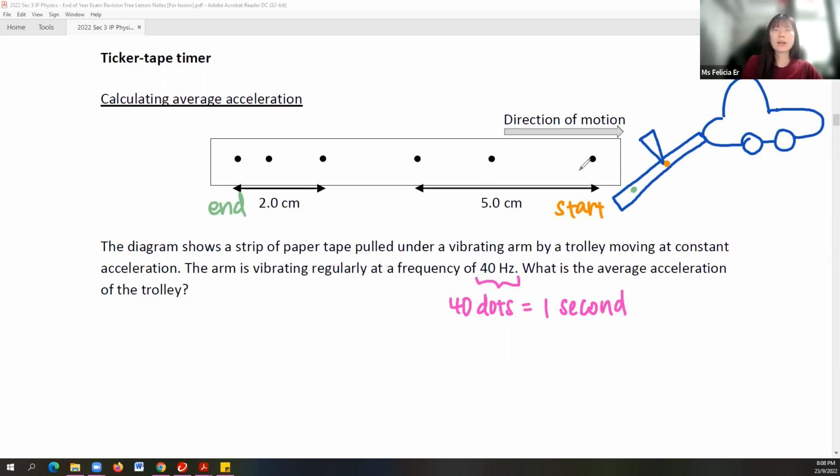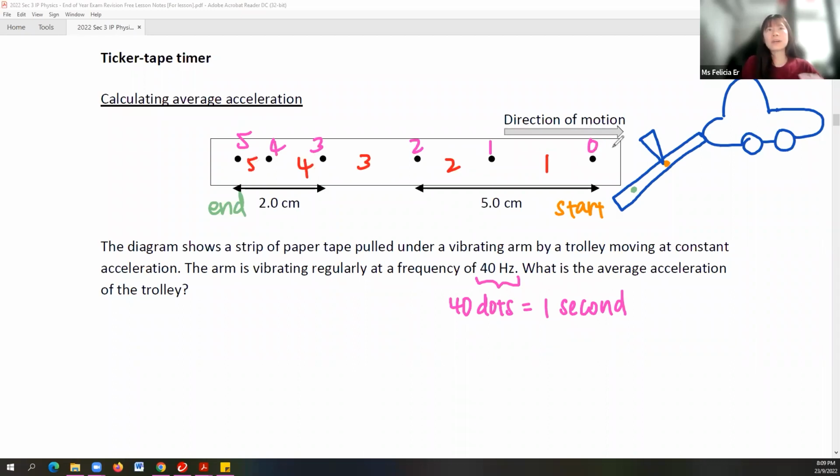Okay, so now, how do you count how many dots? The best method is you always count the number of gaps instead of the number of dots, because if you count the number of dots, we always take the first dot as 0. So there's 0, 1, 2, 3, 4, 5 dots. So best is you count the gaps. If it's one gap, that's 1 dot, 2, 3, 4, 5. So this is 5 dots.